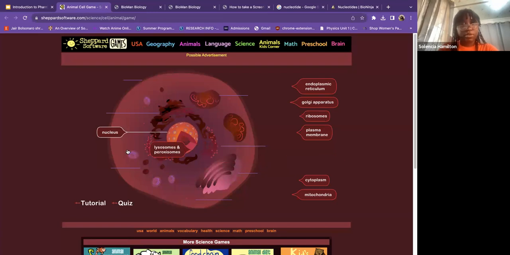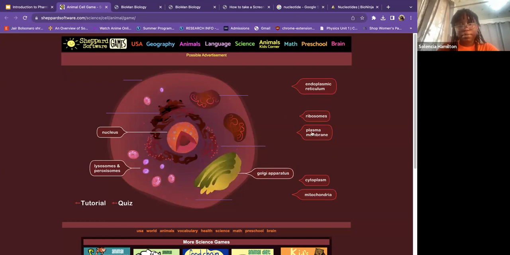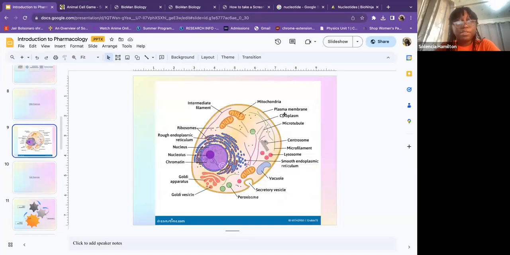Where is it? So lysosomes. Okay. Oh, slay. Okay, good job, good job. And what about the endoplasmic reticulum? We're not sure. Okay, let's look at the picture again. So the endoplasmic reticulum surrounds the nucleus.